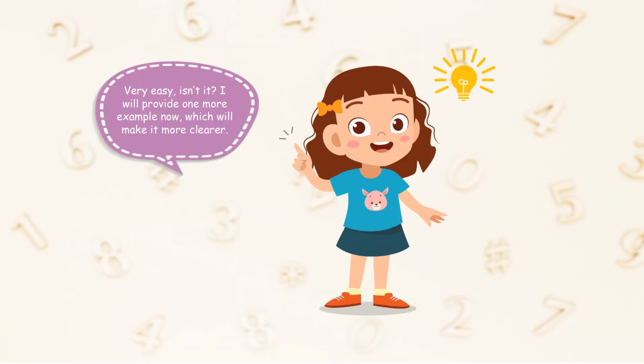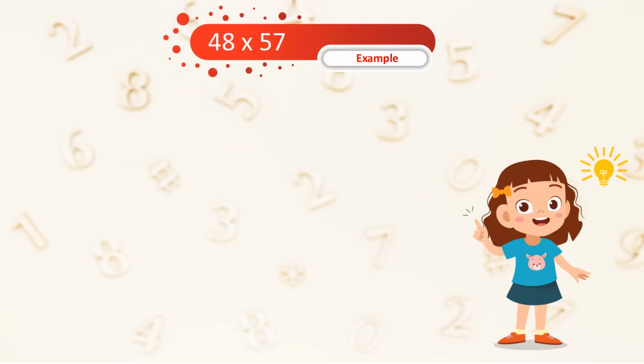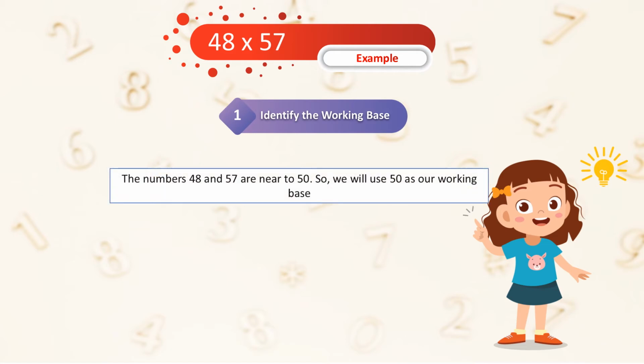A really easy way of multiplying numbers near to 50. To help you understand this in a bit more detail, we will provide you 2 more examples which will make it much clearer for you. So this time we are going to multiply 48 times 57. Step 1 is exactly the same as before. The numbers 48 and 57 are closer to 50, so we are going to use 50 as our working base. That completes step 1.